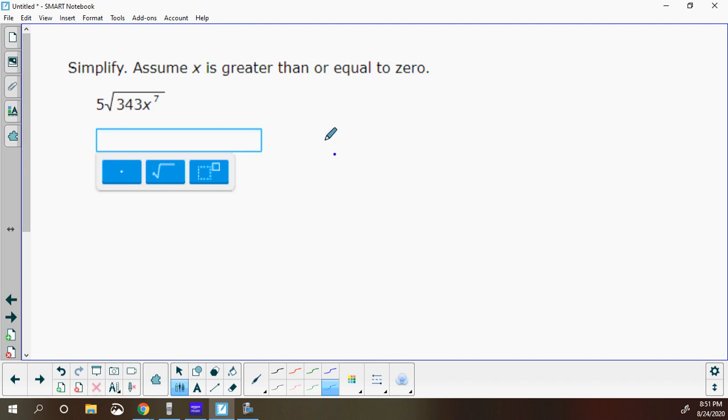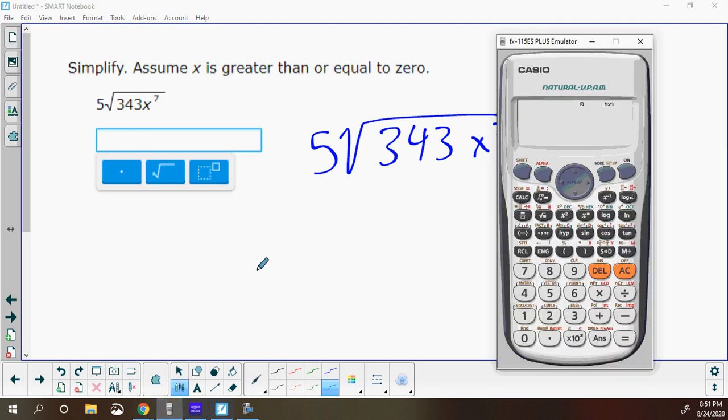Holy cow. Yikes. Let's try that again. 5, 3, 4, 3. Sheesh. We can do it though. I'm cheating using the calculator.